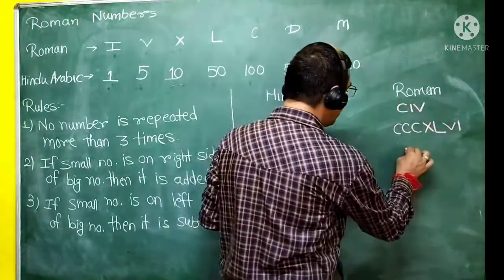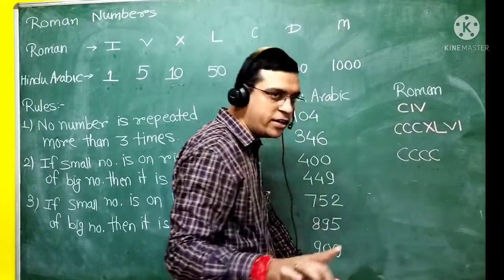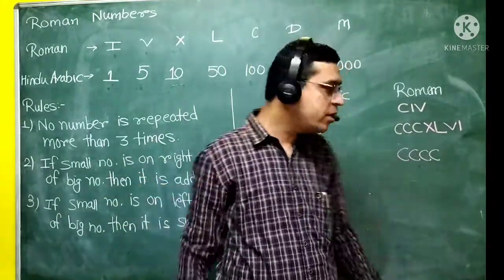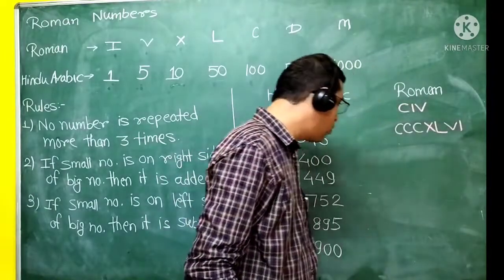400. I cannot write it like this: 100, 100, 100, 100 is 400. But the method is wrong, because no number can be repeated more than 3 times. So, how am I going to write it then?